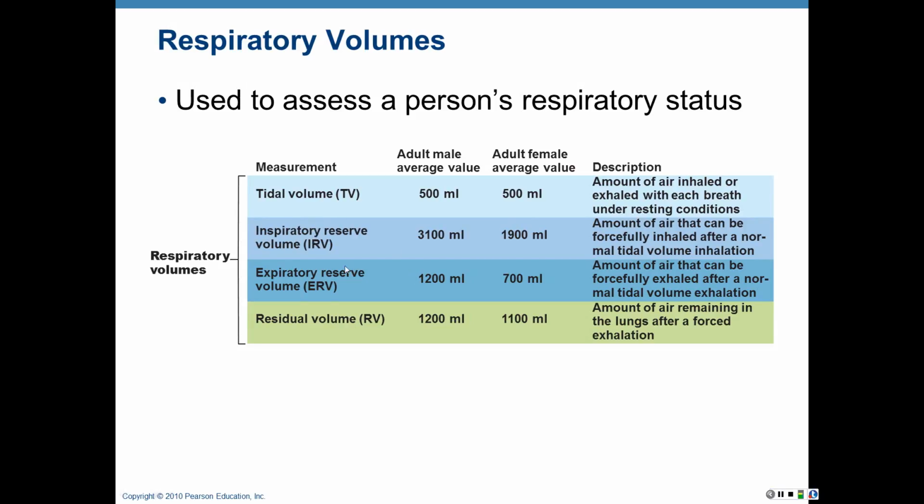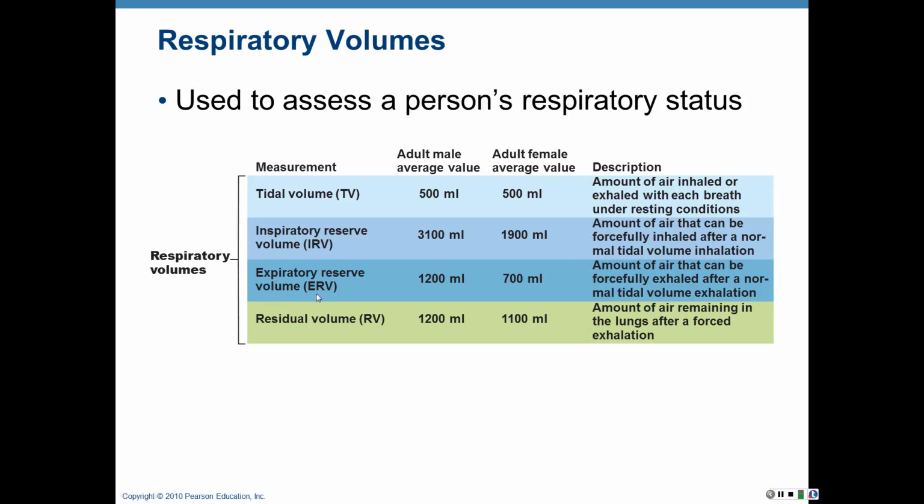All right, then there's another volume called the inspiratory reserve volume, or IRV. And notice there's a pretty big difference there between males and females: 3,100 milliliters in males, 1,900 in females. That's the amount of air after you do a normal inhale and you suck in as much air as you possibly can. That volume is your IRV, or inspiratory reserve volume. So, a big difference there between males and females.